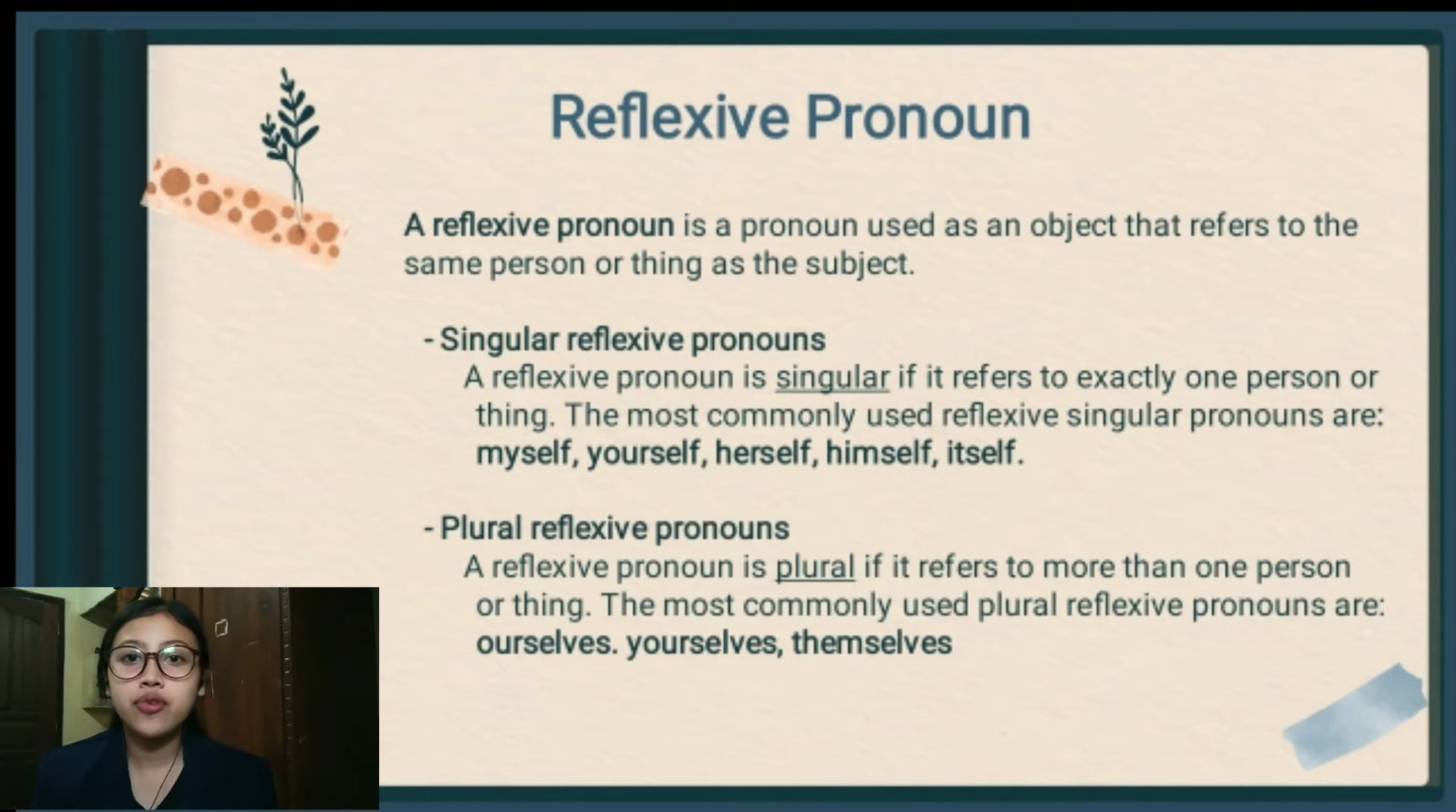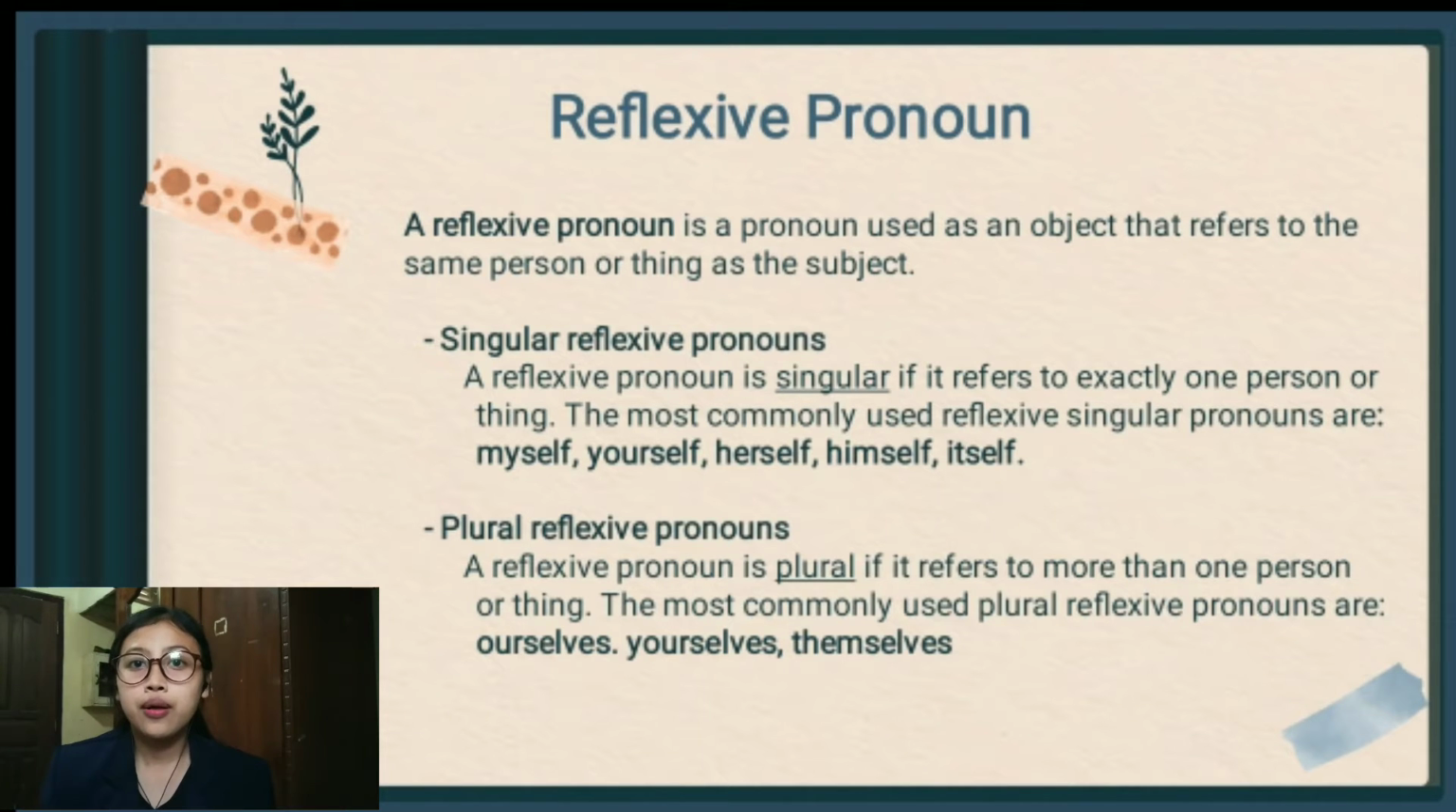Alright everyone, the second pronoun is reflexive pronoun. A reflexive pronoun is a pronoun used as an object that refers to the same person or thing as the subject. We use reflexive pronouns when the object of a verb or preposition is the same as the subject of the sentence. In order for a sentence to make sense, it must be obvious who or what the reflexive pronoun is referring to.